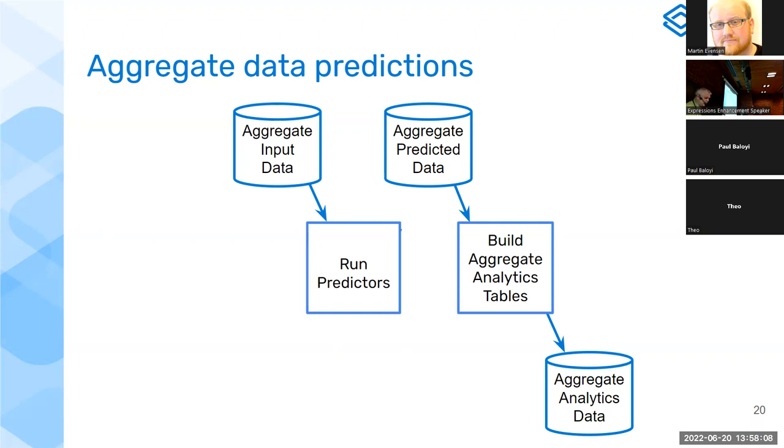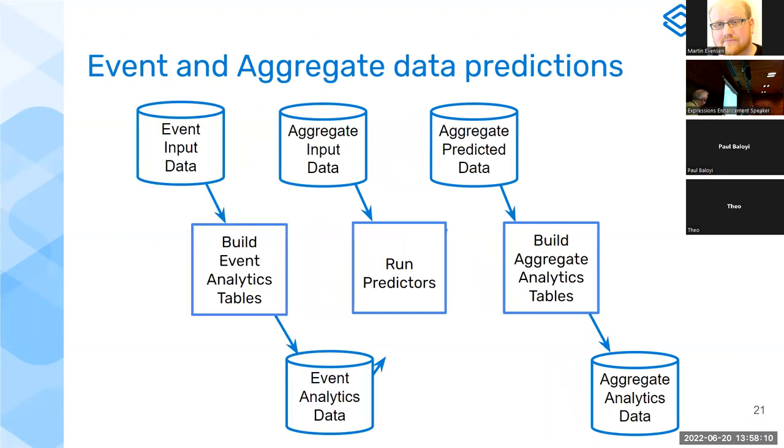I have 2 minutes left on the clock. We'll see what we can do. Some of the arrows dropped out of this slide. If you want to have both event and aggregate data, you actually have to build analytics tables because the predictors take their input from event data from the event analytics tables. And then they can combine that with the raw aggregate input data. And then if you want to see it in analytics, of course, you have to build the analytics data.